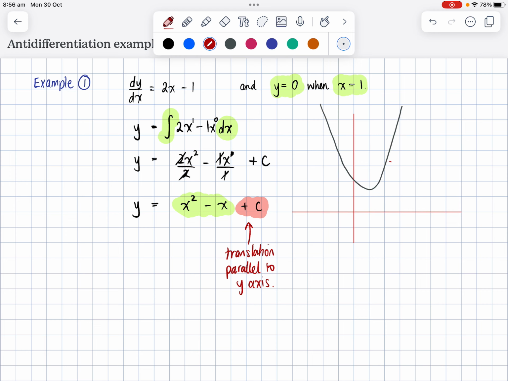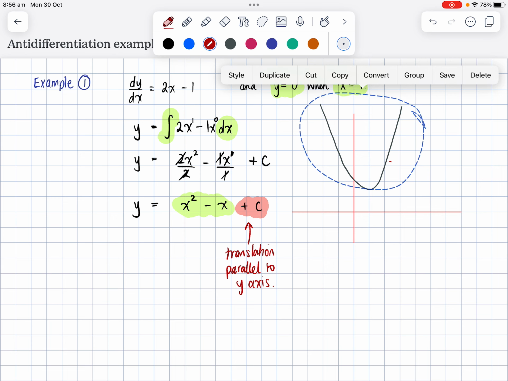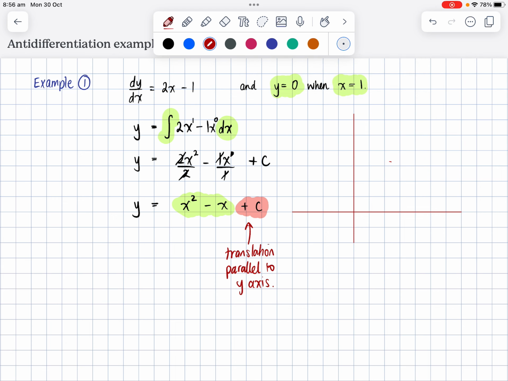What we've got to do is work out whereabouts that graph exists. Where should it be on my axes? Should it be here? Should it be here? I don't know, because plus c is going to tell me where that graph's got to go. So let's actually work with this initial condition to find out where that graph's got to go.